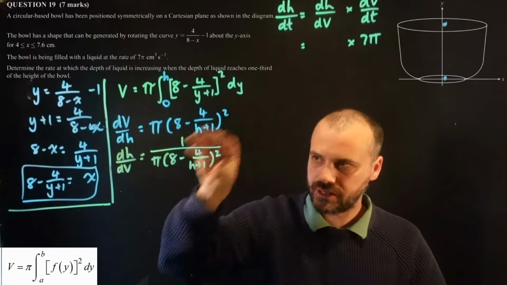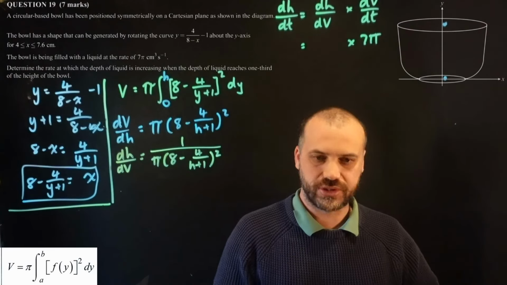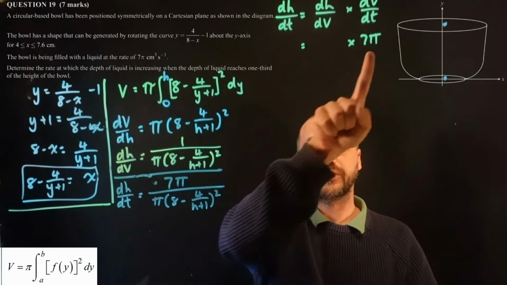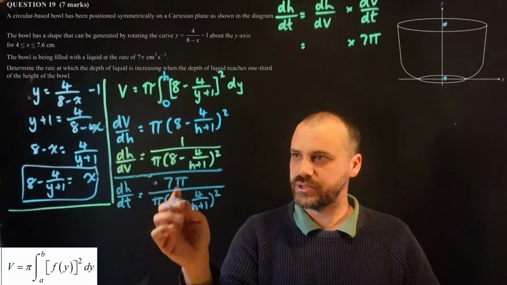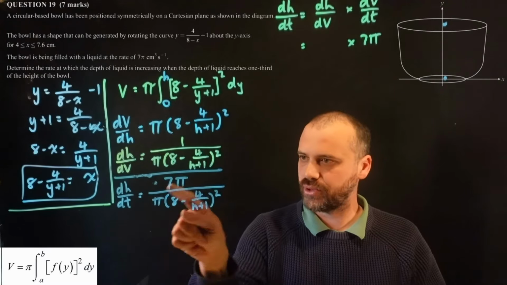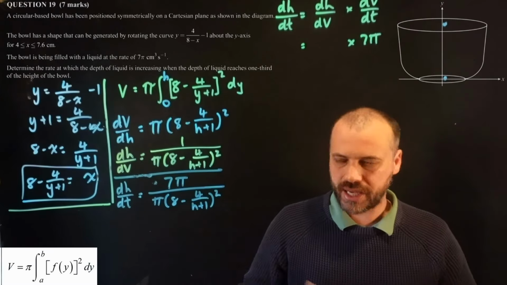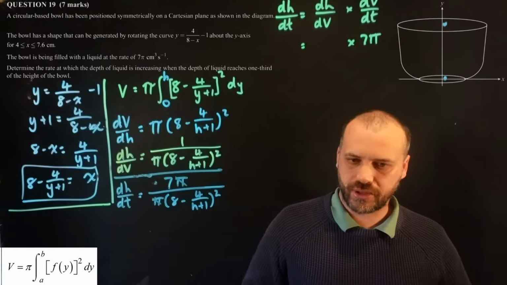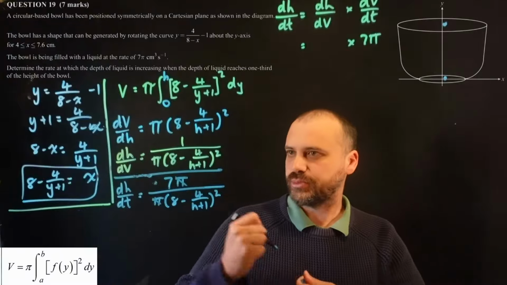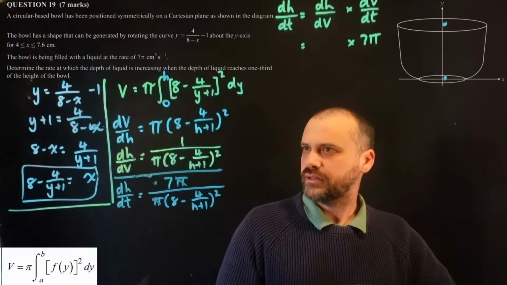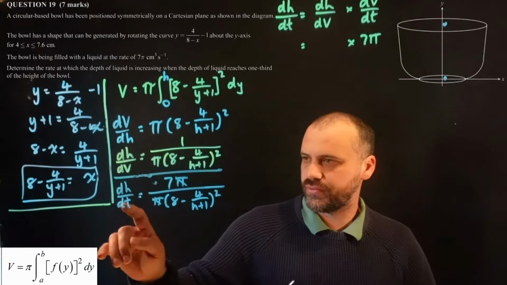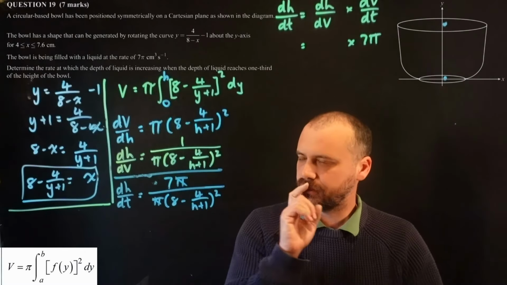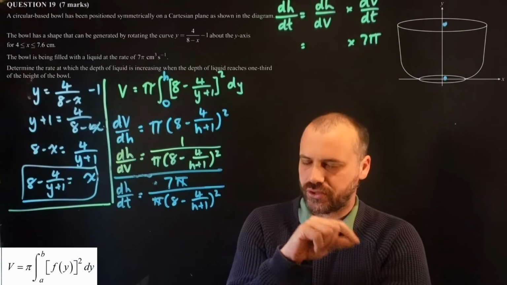So I'm going to take this, bring it down here, and sub that formula into it while I'm at it. All right, so amazingly, dh/dt is equal to 7π times 1 over all of that. So we get 7π over all of this, and amazingly, our π's are going to cancel out, and we've got 7 over (8 minus 4/h plus 1) squared. Looks pretty good. So we're nearly done because we've got a function that tells us the rate of change of the height with respect to time.